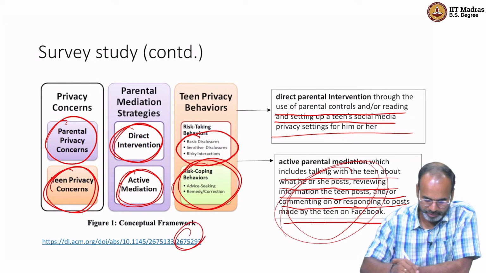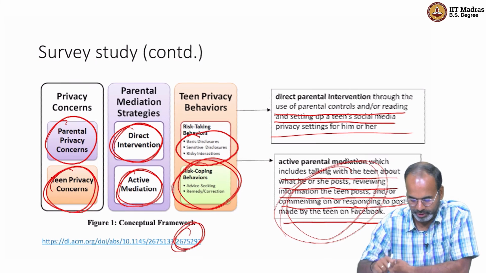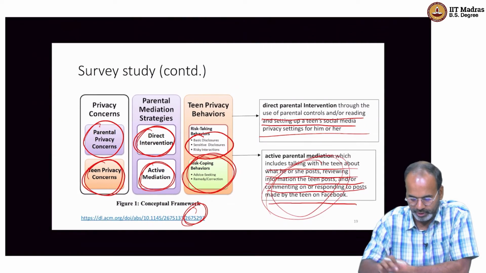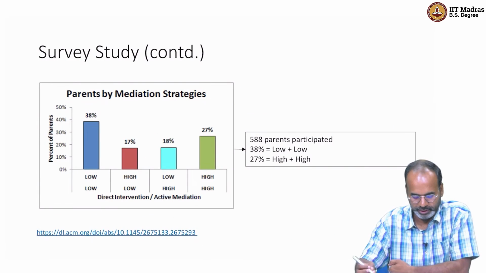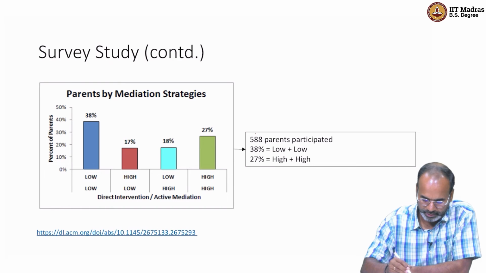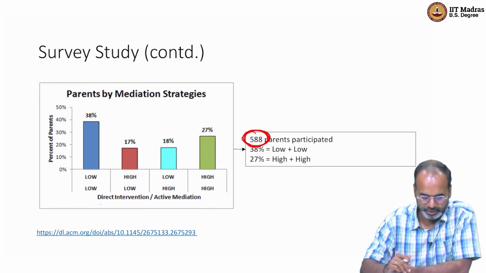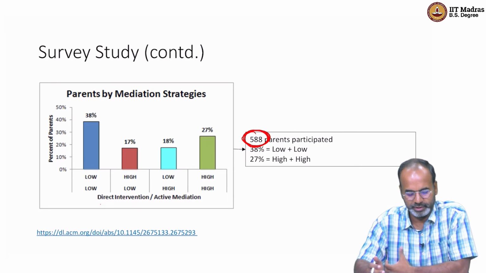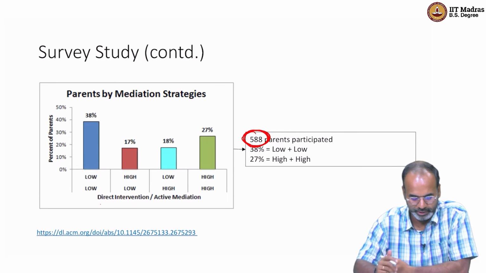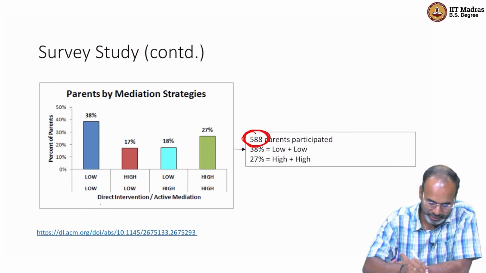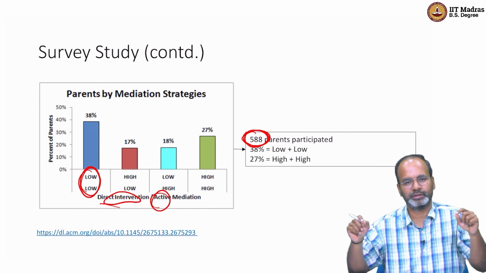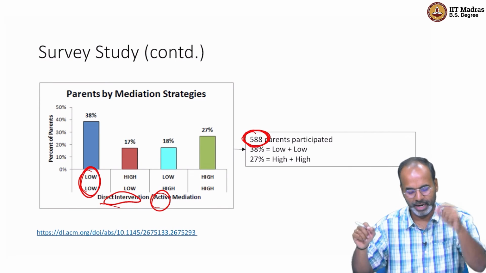Take a look at the paper if you're interested. That's a link to the paper. Here is what they concluded. Given that it's a survey study, they asked 588 parents to fill the survey. For the direct intervention and the active intervention, the options were low and high.